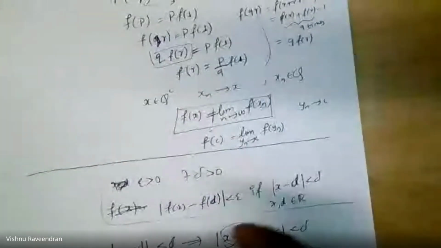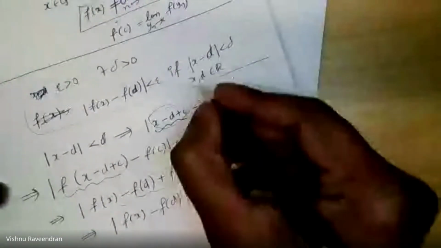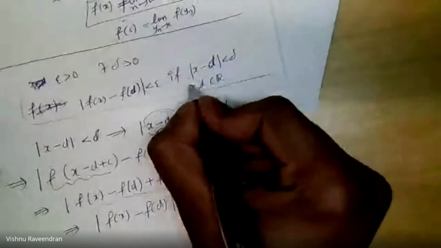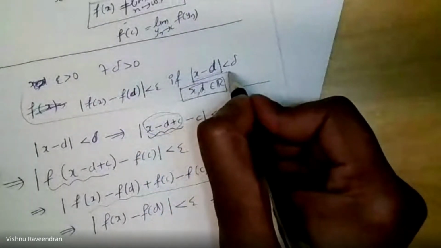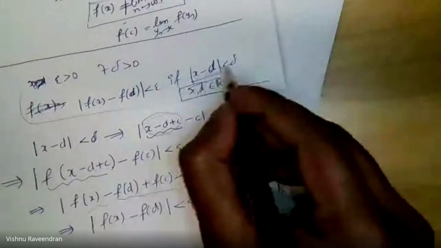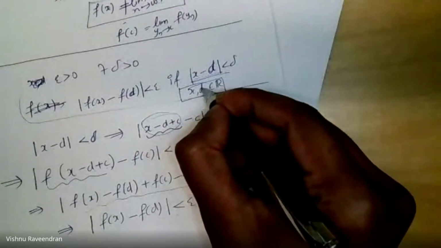Sir, here we are assuming that f is continuous at c, then we are showing that f is continuous at d. d can be any random point. Like for example, I'm saying x and d will be any point satisfying this condition. So x and d are some general points, so you can prove it for any point d.